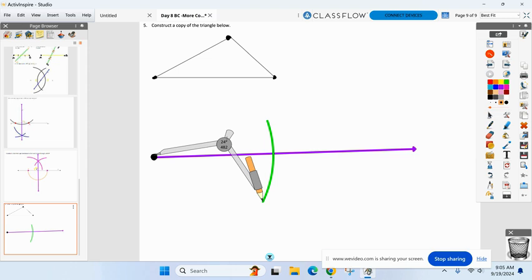If you want to put a number 1 next to it, it's up to you. But just please remember that that is the first arc that you made. Copy another side now. Same way. Pick a second side and copy it onto your ray, same way we did the first one. Copy the second one right onto your ray. And just remember that that's the second arc that you made. Just keep track of the first and the second one.